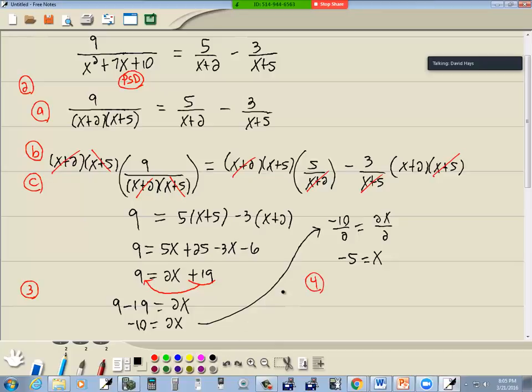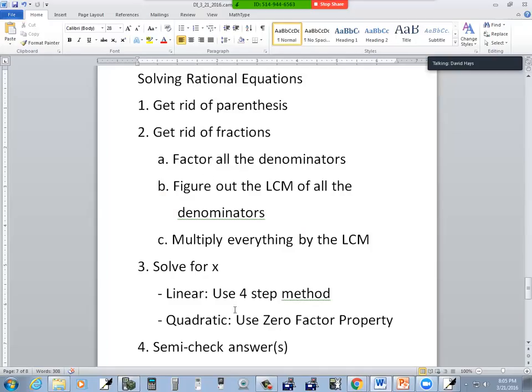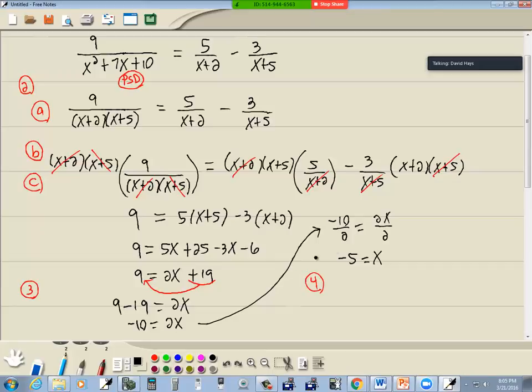Because remember, step 4 says we have to semi-check our answer. If I take the negative 5 and plug it back up here, specifically if I pick this last fraction, I can see right away it causes me problems. Because negative 5 plus 5 would give me a 0 in the denominator, which means my answer is no solution. If it causes just one denominator to equal 0, you don't even need to plug it into the other ones. It's not going to be one of your answers.